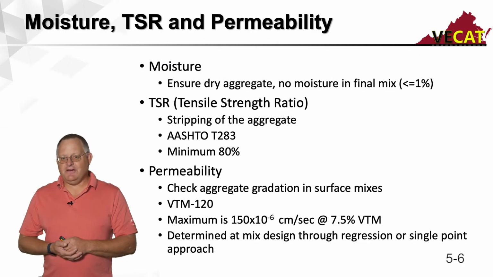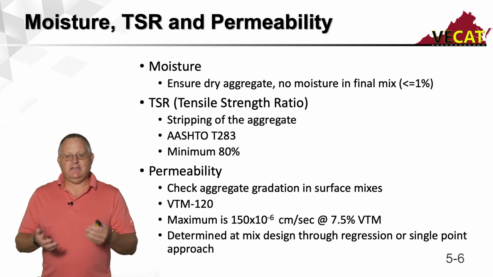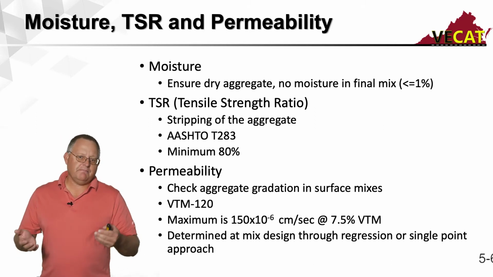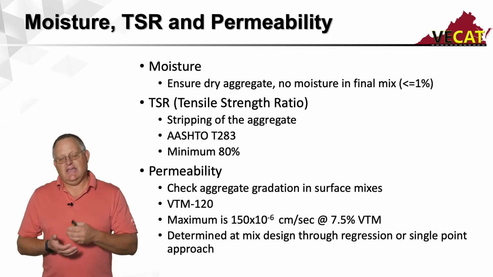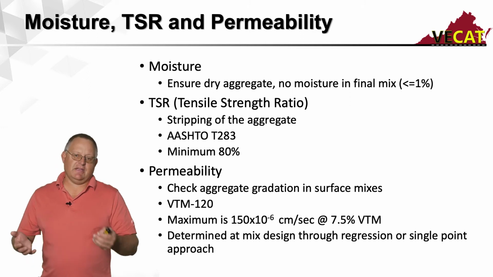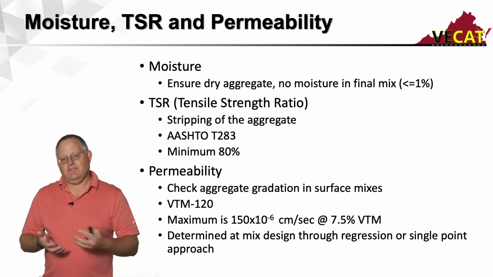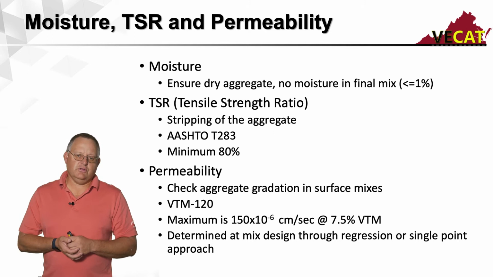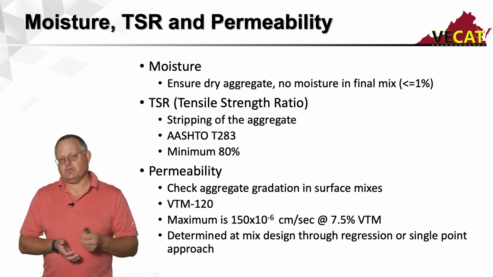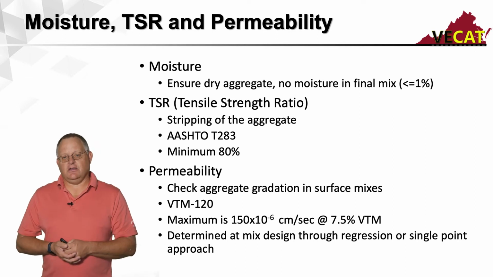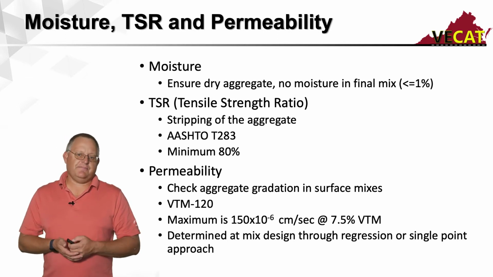Moisture, not very complicated, but we need to ensure that the aggregate's dry and the wrap is dry. So we're looking by spec for less than 1% in our total mix moisture. We're looking at tensile strength ratio, basically to make sure that the aggregate doesn't strip, because there is aggregate that, even though it can make a good material, when water is introduced, the water can cause the asphalt to strip away from the stone. We lose our strength, we end up with cracking, we end up with rutting and other durability issues. So we check it.